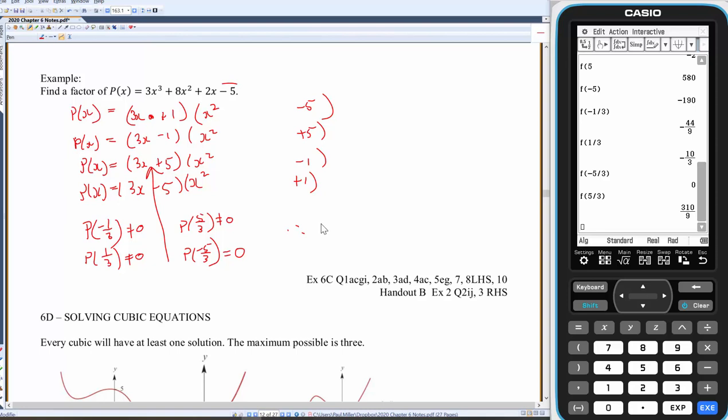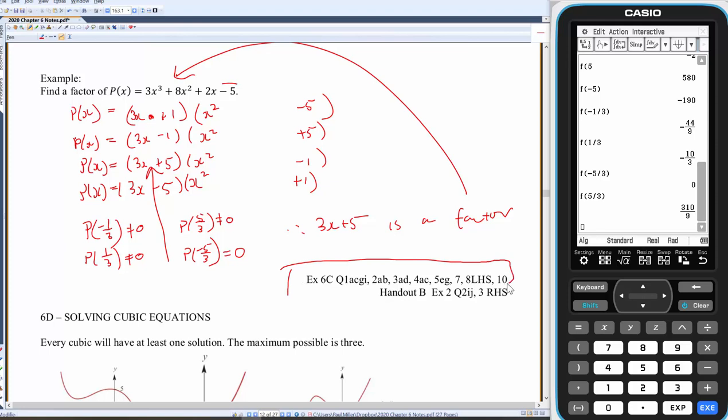So we're going to say, therefore, 3x plus 5 is a factor, which is what it was trying to get us to do. All right, so your work now will be to finish this exercise off, and I think it will be those questions there. Okay, so I think for homework in the last lesson, you've done those. Okay, and let's forget the handout for the moment.